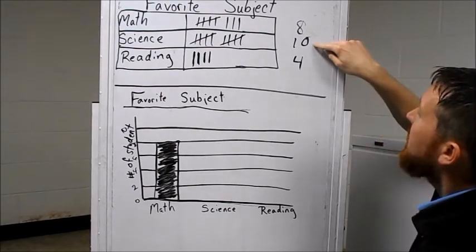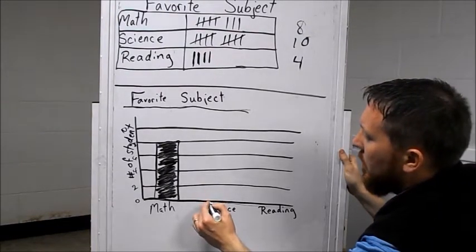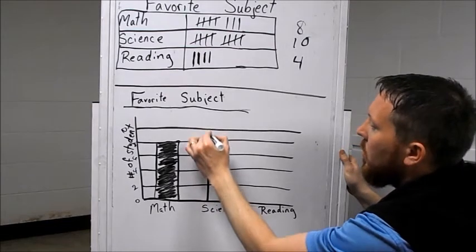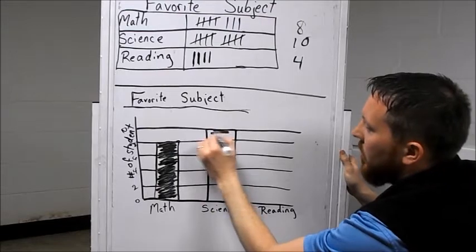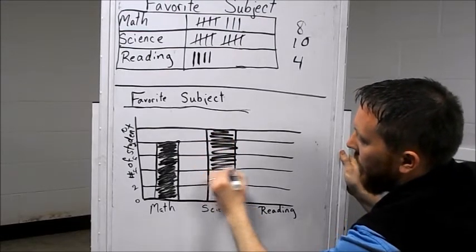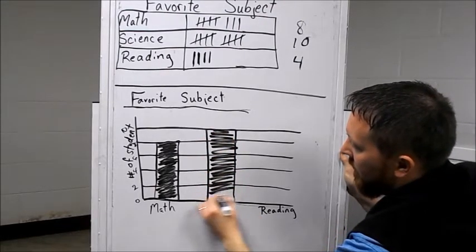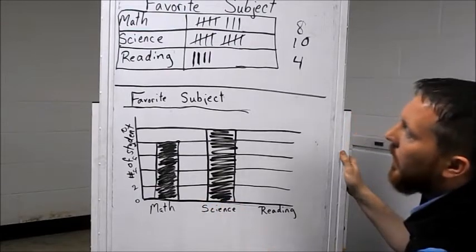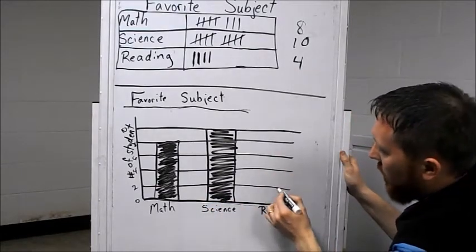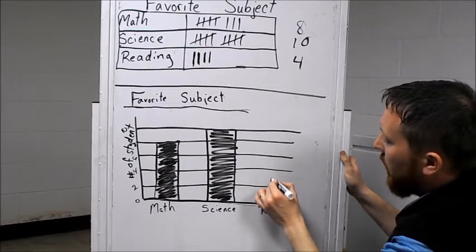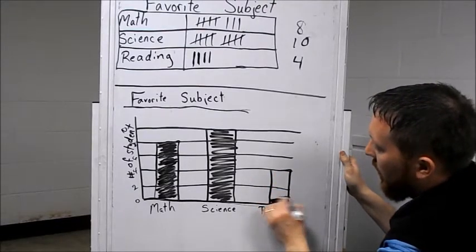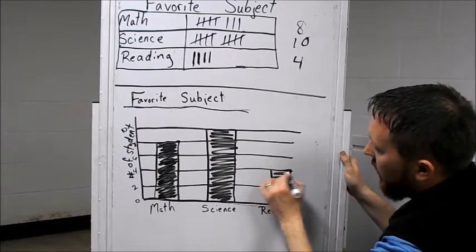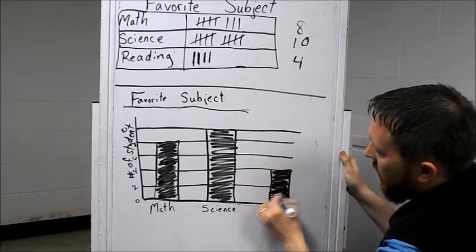Science was 10. So science, my bar is going to go all the way to the top because that top line was 10. And I'm going to do the exact same thing. I'm going to color it in. And for reading, it's 4. So I'm going to go up, that first line's 2. I'm going to go to that second line that represents 4. And again, I'm going to color this bar, this rectangle in, and there you have a bar graph.